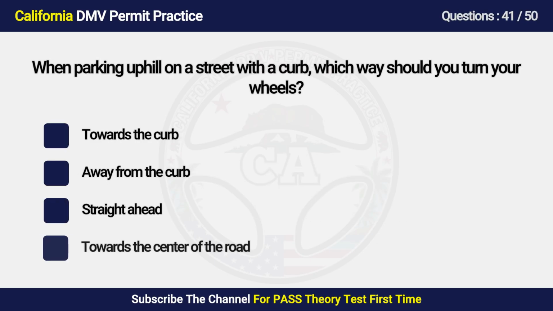Question 41. When parking uphill on a street with a curb, which way should you turn your wheels? A. The curb. B. Away from the curb. C. Straight ahead. D. The center of the road.